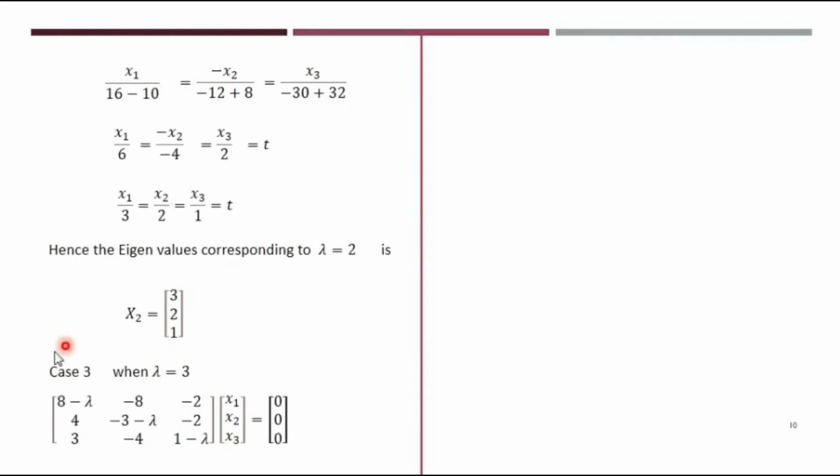So when I put lambda equal to 3, 8 minus 3 यहाँ पे 5 हो जाएगा, यहाँ पे -3 and 1 minus 3. Putting lambda equal to 3.